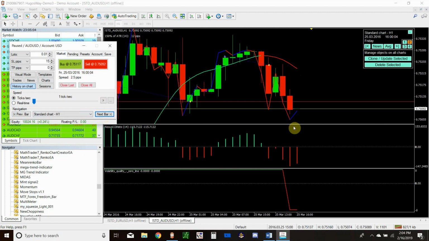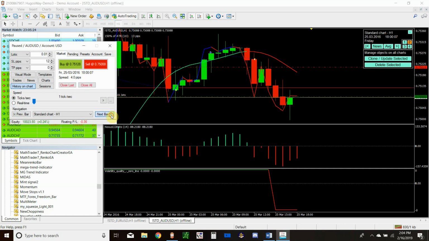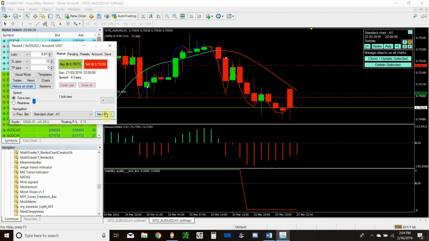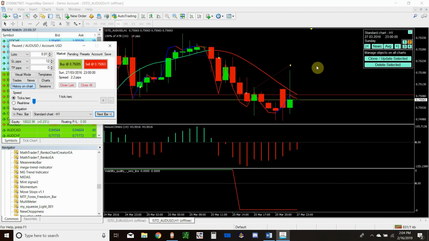Okay, got a big sell signal right there. Pretty small stop loss, so we might get stopped out of this one, but we have the signal, so we need to sell it. Okay, so we got stopped out there. Still got a sell signal though.